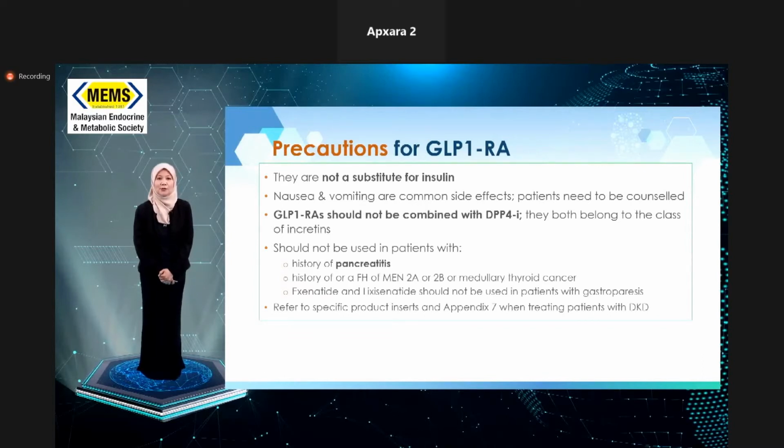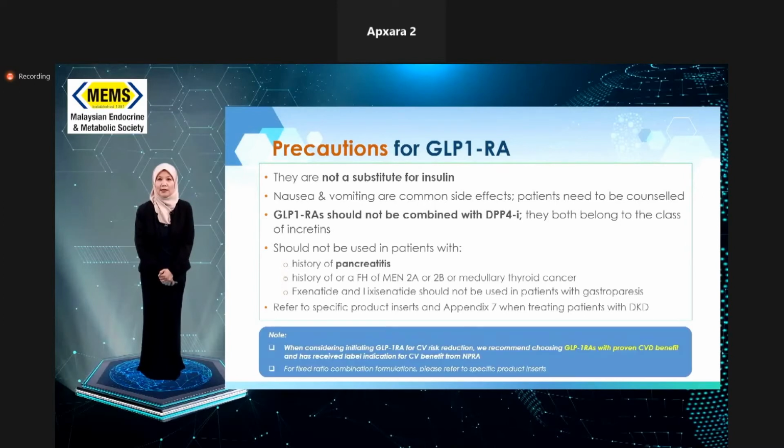Patients should also not be given a GLP-1 receptor agonist if they have a history of pancreatitis, history of multiple endocrine neoplasia 2A or 2B, or family history of it, including medullary thyroid cancer as well. We would like to remind healthcare providers that in the use of GLP-1 receptor agonists for CV risk reduction, we recommend using the compounds with proven cardiovascular disease benefits.